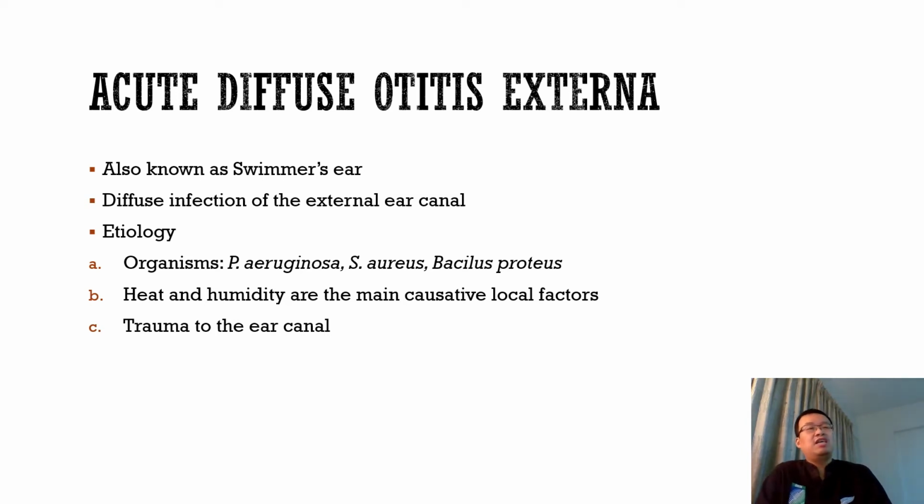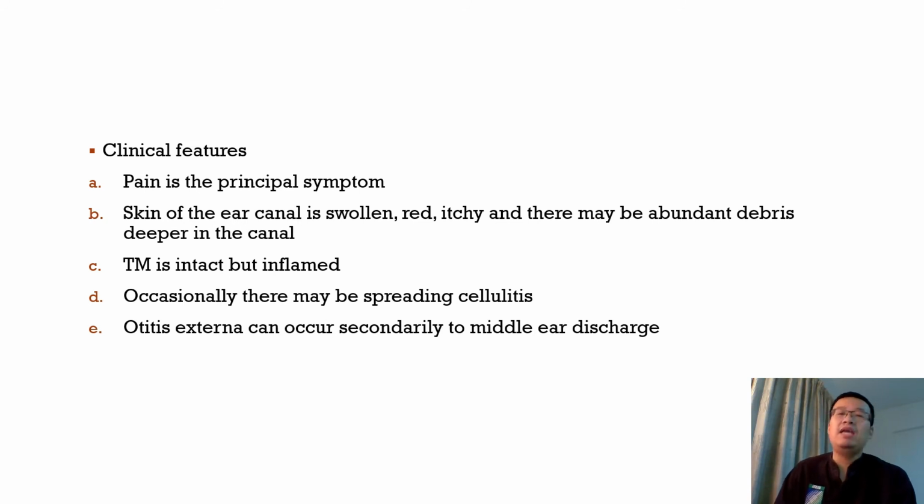It is a diffuse infection in the EAC. Pseudomonas aeruginosa and Staph aureus are among the most common causes, and also heat, humidity and trauma. Clinical features: pain is the principal symptom. The ear canal is swollen, red, itchy. You see debris inside, deep into the canal. The tympanic membrane is usually intact but inflamed, and there may occasionally be surrounding cellulitis.